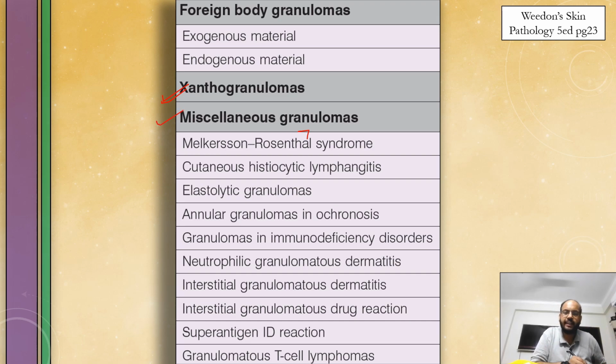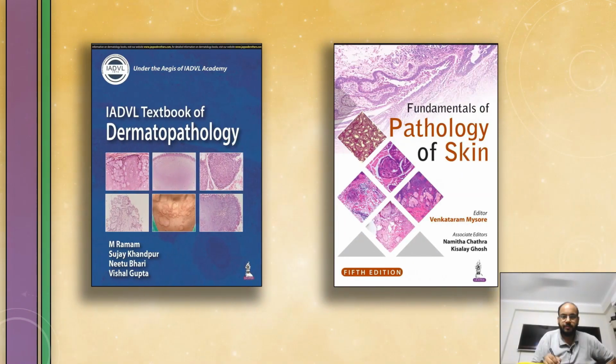And then you have the final category, the miscellaneous one, which includes Mulkerson-Rosenthal, histiocytic lymphangitis, elastolytic granulomas, in which the elastin fibers is the structure inside the granulomas. Okay, interstitial granulomatous dermatitis, superantigen yield reaction. If you really want to know in detail about this, however, at residency level, these are not required. Focus more on tuberculoid, sarcoidal, suppurative, foreign body, xanthogranulomas. Okay, focus more on this. Collagenolytic, very important. Histopathology of GA is very important.